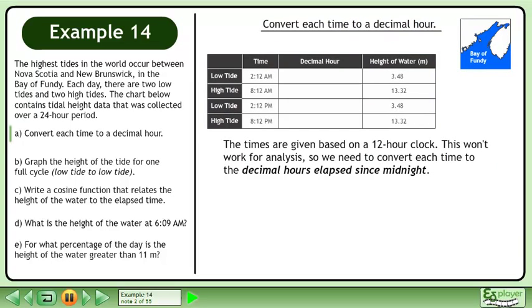The times are given based on a 12-hour clock. This won't work for analysis, so we need to convert each time to the decimal hours elapsed since midnight.